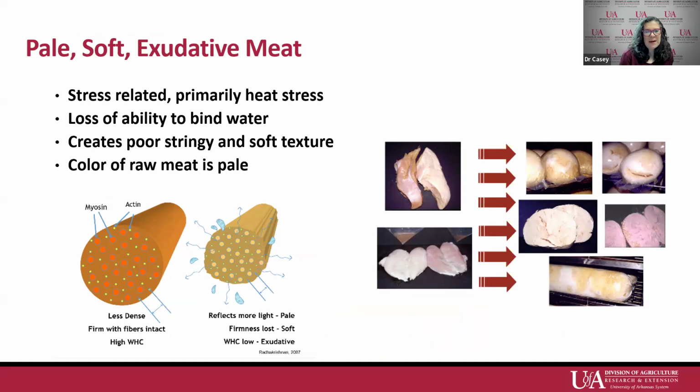So what is PSE meat? It's really the loss of the ability of that muscle, or those proteins, to bind water. Therefore it creates a soft and stringy texture, and the color of the raw meat is pale. I'll give you an example here.